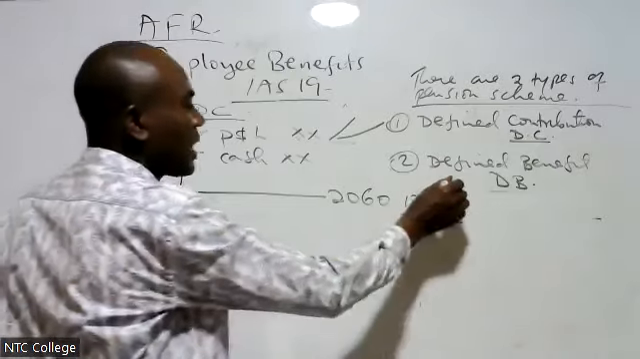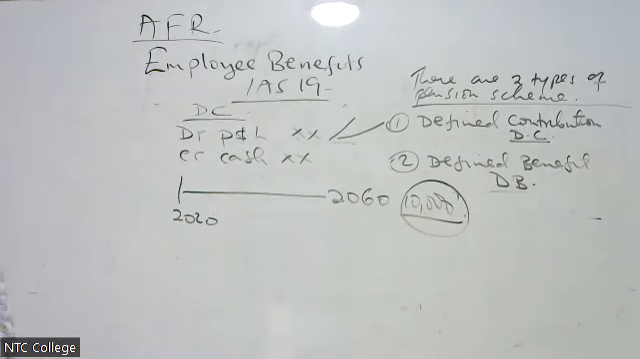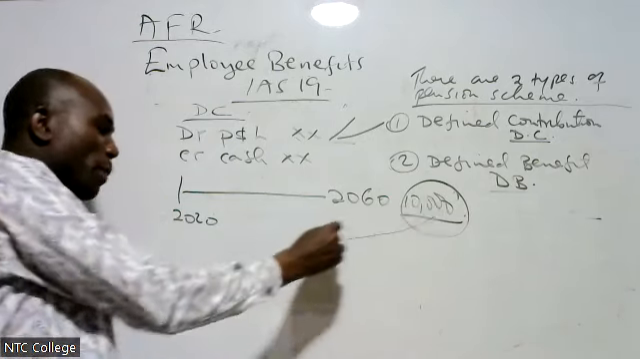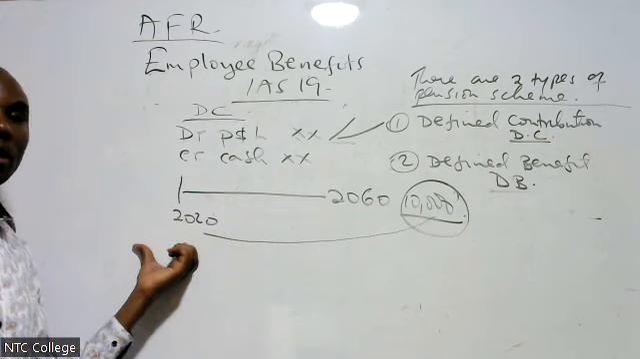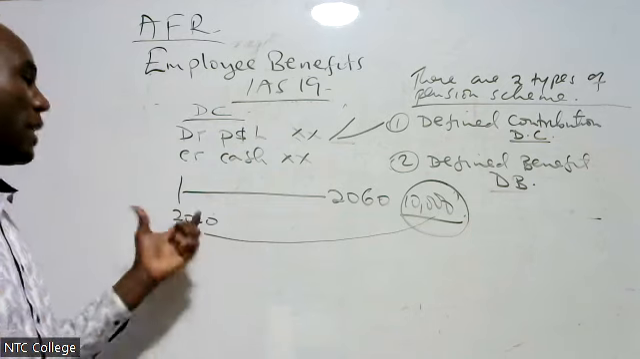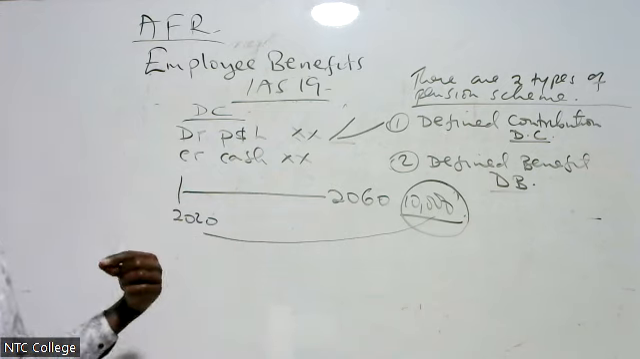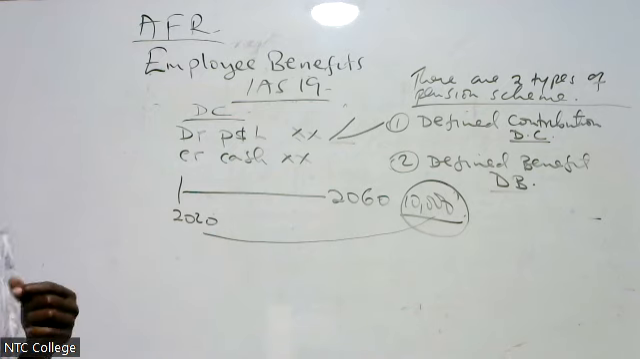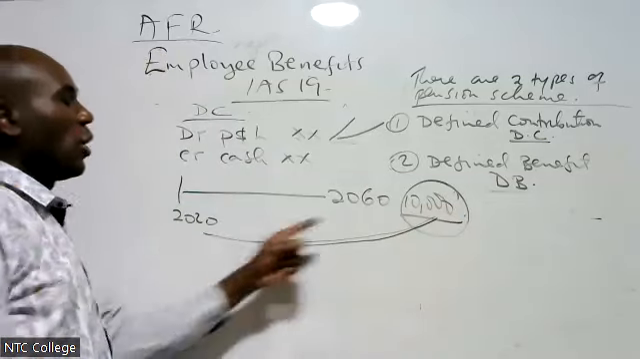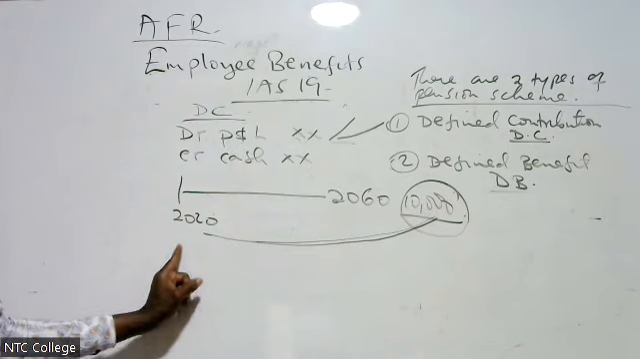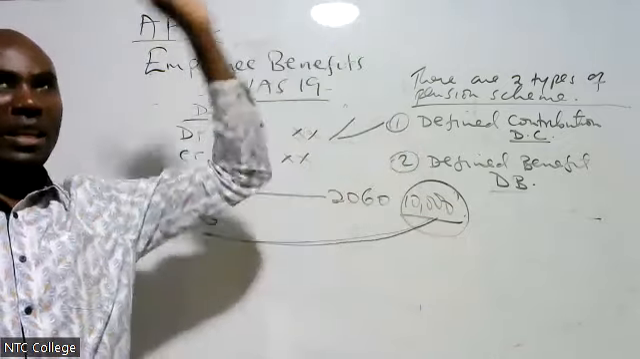Therefore, the employer, once he promises this money, then he has the liability. Therefore, this liability needs to be recognized in the financial statement in year 2020. Because once I promise you, it becomes a liability. This liability will be recognized in the financial statement from year 2020. But the question is, am I going to recognize 10 million in 2020? Definitely no. This is future money. I have promised you 10 million in 40 years to come.